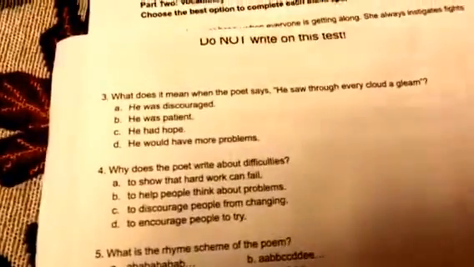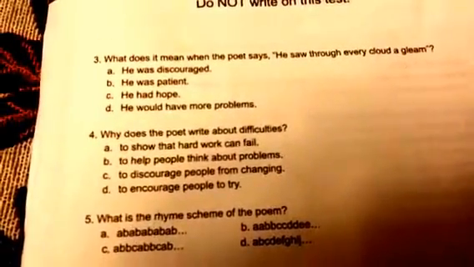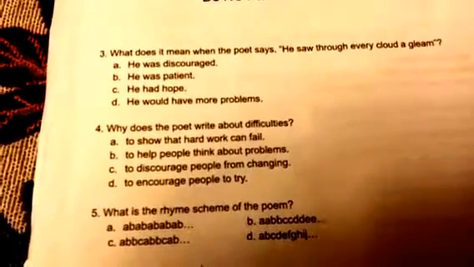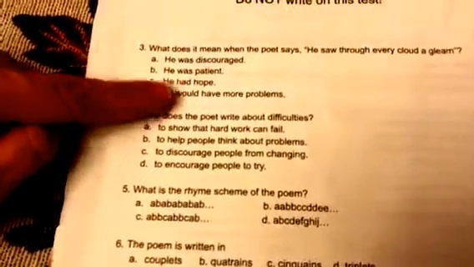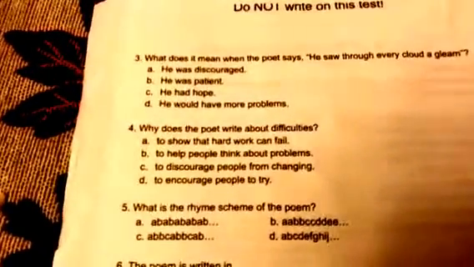Number 3, what does it mean when the poet says he saw through every cloud a gleam? A, he was discouraged. B, he was patient. C, he had hope. Not gonna read choice D. I'm gonna start eliminating a choice. Okay, so the one I don't read means don't pick that one.